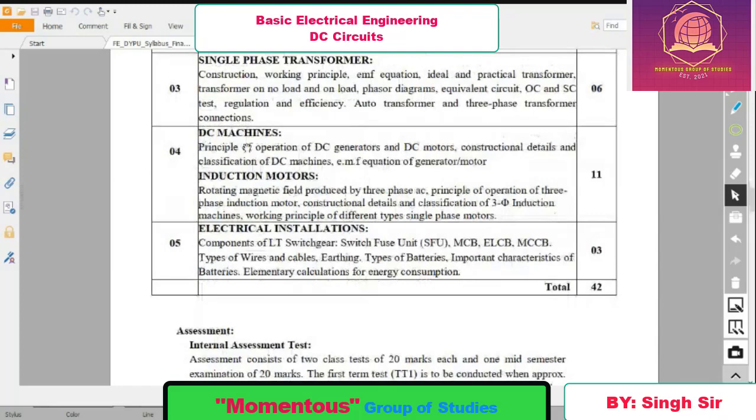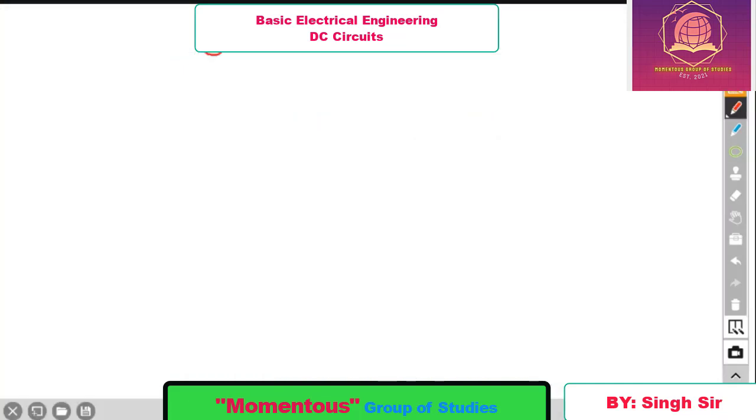In your fourth module, we'll discuss DC machines and motors. And in the fifth module, we'll discuss electrical installation, how we'll install the devices in your homes. So that will be your fifth module. The first module is your DC circuit. So let's discuss DC circuits.